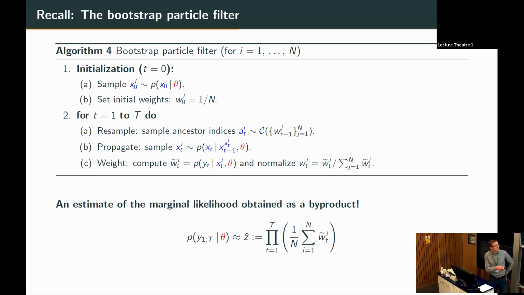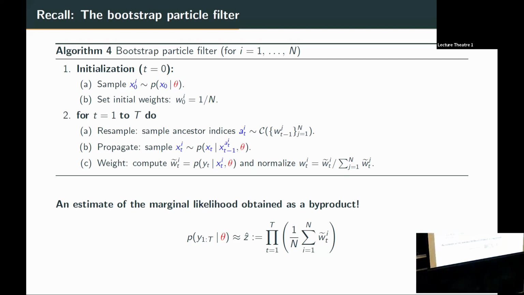Running this algorithm does not only provide a solution to the filtering problem, but it can also be used to compute an estimate of the data likelihood, and we get this more or less as a byproduct. I will call that Z hat, and it is given by this product over all time steps of the sum or the mean of the unnormalized importance weights, the w tildes. I think you have seen this earlier this week as well, Lindsten.